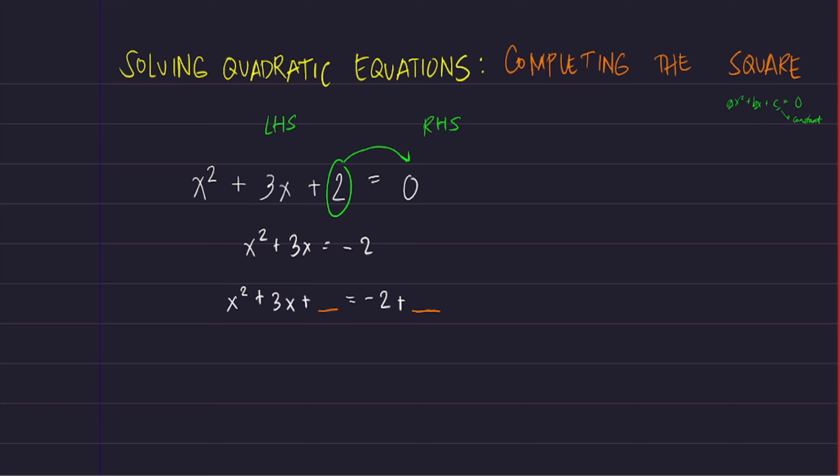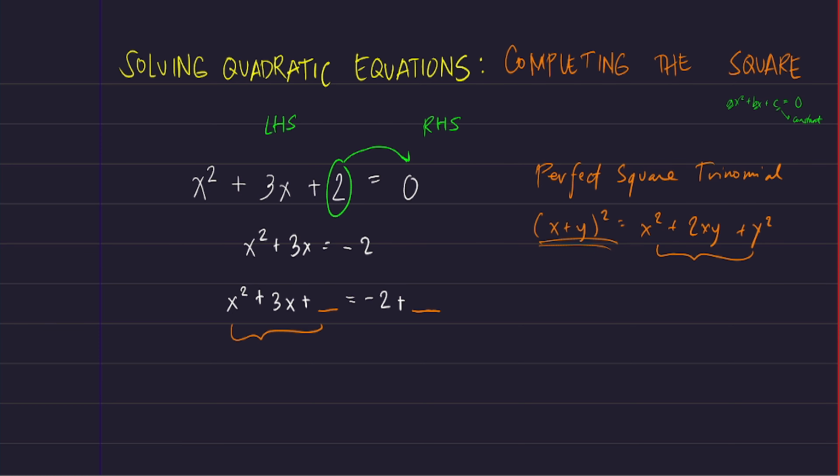Ang tanong dito, anong value ng blank ang kukunin natin so that yung left-hand side ng ating equation ay maging perfect square trinomial? Ngayon, pag sinabi nating perfect square trinomial, ito yung mga trinomial na resulta kapag nag-square ka ng binomial. So, halimbawa, meron kang x plus y quantity squared. Ang resulta niyan ay x squared plus 2xy plus y squared. And this here is the perfect square trinomial. Tapos, ito yung binomial na pinag-squarean niya.